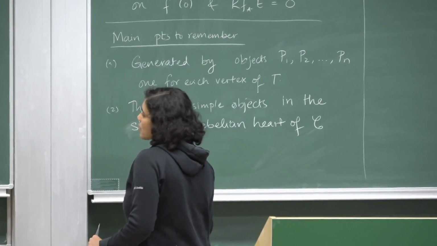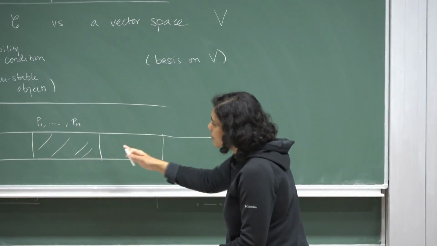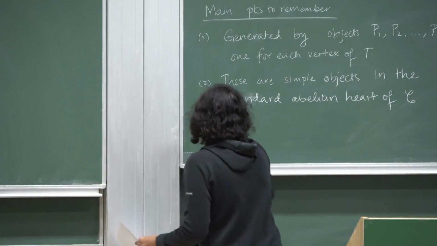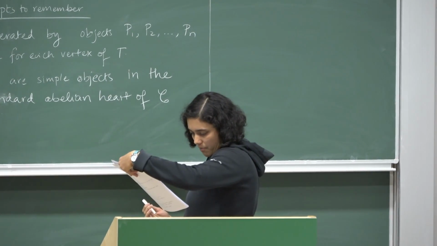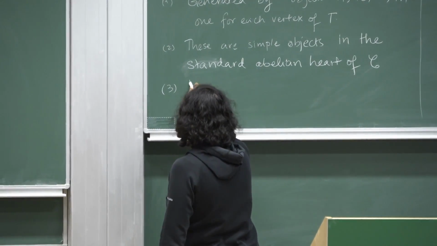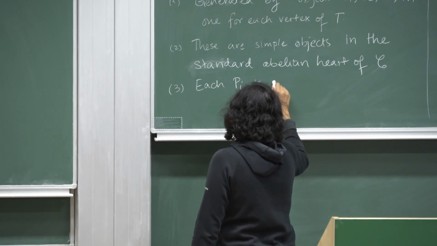Okay, so far so good, and so it's fairly concrete to work with because I'm about to tell you how these objects behave as well, a little bit. And the important thing is that each Pi is a spherical object.